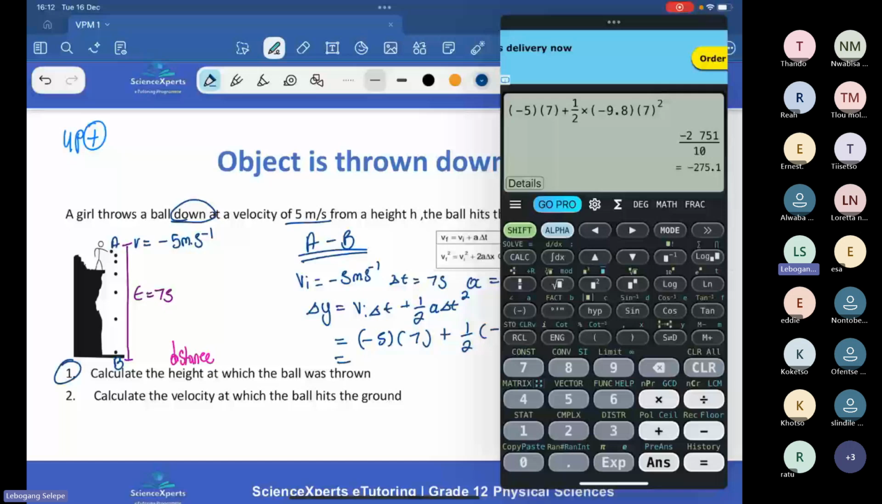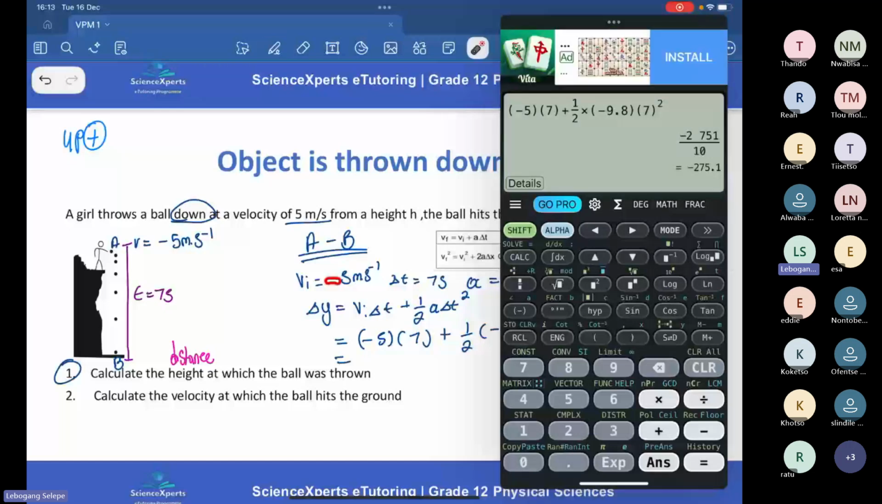So in this case, the initial velocity is negative because it was thrown downwards. Sometimes it can be thrown up. If it's thrown up, we would expect the initial velocity to be positive. The statement will literally say that it was thrown up at this velocity.